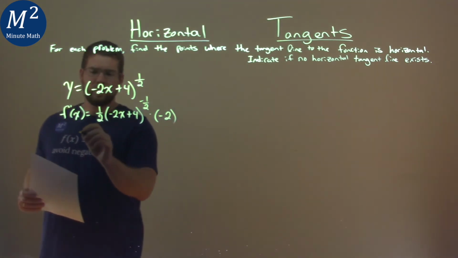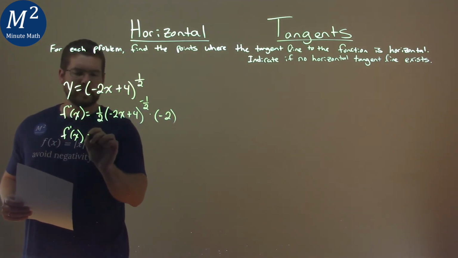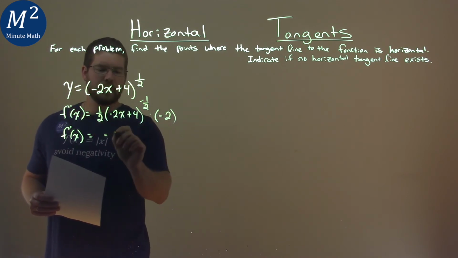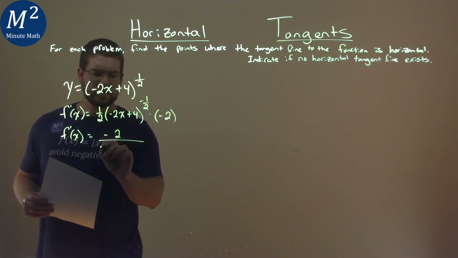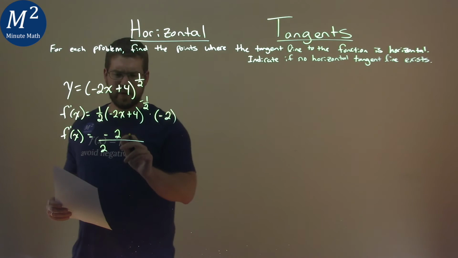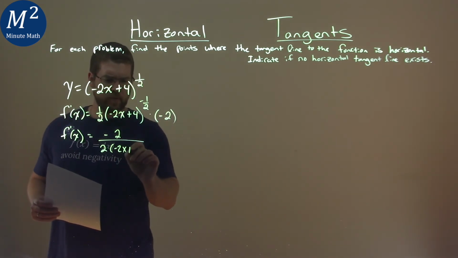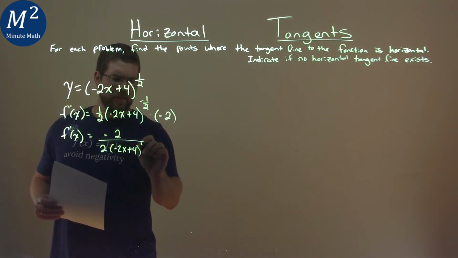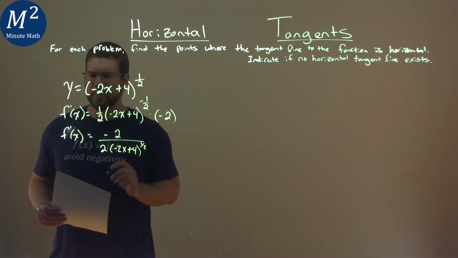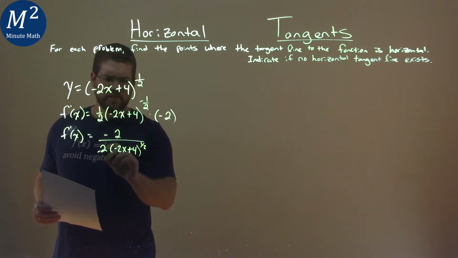From there, let's simplify this a little bit. F prime of x: 1 times negative 2 is a negative 2, over 2 stays in the denominator, and this whole bit right here, negative 2x plus 4, can go down to the denominator, and we have a positive 1/2 power now. Let's cancel some things out. 2's cancel.